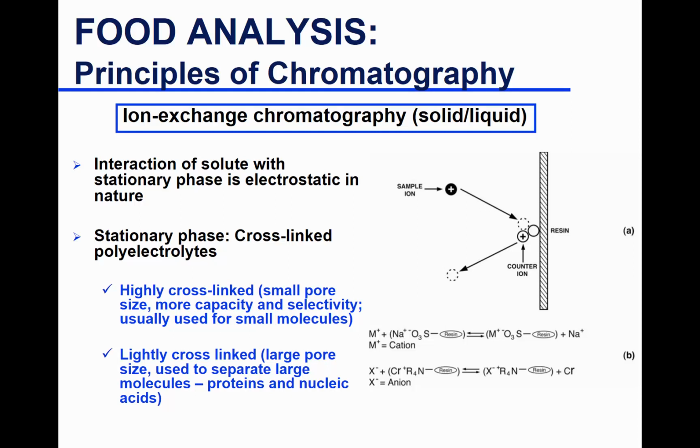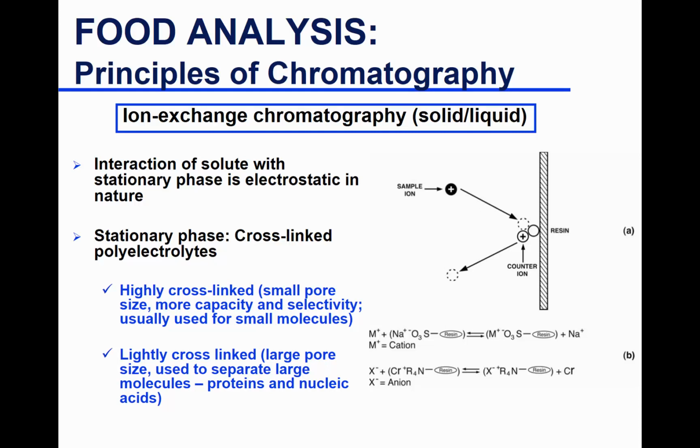So often your stationary phase is a cross-linked polyelectrolyte, so it's a polymer and carries a charged group, because you have to have a charged group for your charged solutes to interact with. Your polymers can be highly cross-linked. That will form pores that are small in size. So you will be separating molecules that are of smaller molecular weight. So the more cross-linked they are, you are using those for small molecules.